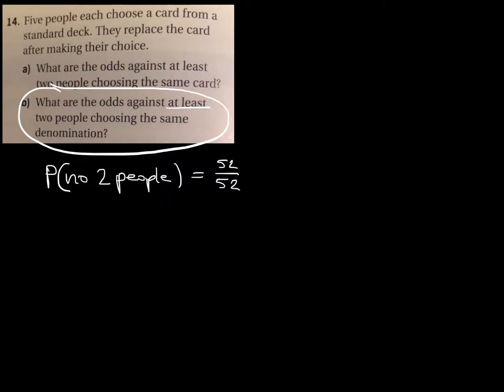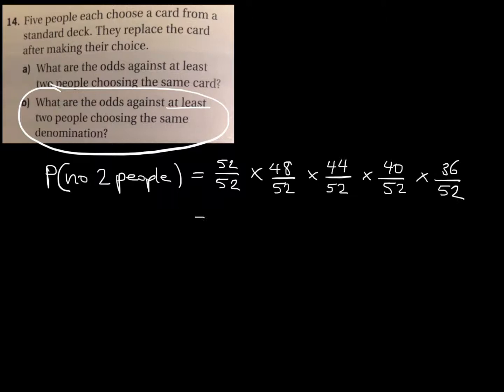Okay. The second person, however, can't choose the same denomination. So denomination meaning like aces or kings or twos or fives or whatever. So it can't choose the same denomination as the person before it. So that eliminates 4 cards. So that's why the next person can only choose 48 possible cards. The next person can't choose any of the denominations of the first two, so they're down 8 different cards. So now we're down to 44 out of 52. And you see the pattern here, 40 out of 52, and then 36 out of 52.